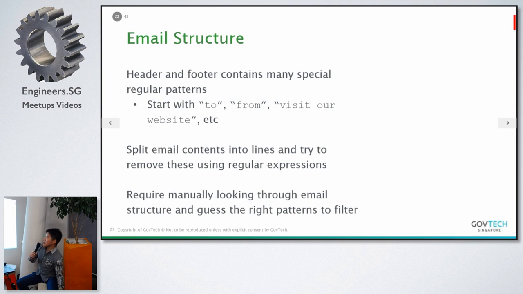One of the obvious solutions, when you look at the emails, is that all these headers and footers contain very special regular patterns. They start with "To", start with "From", or the signature starts with "Visit our website" and so on. So the obvious approach is to split the emails into lines and then try to remove all these with regular expressions. So basically I split by new lines, and then I have a bunch of patterns that start with "To", start with "From". Actually, it's a huge bunch of patterns that I thought of as I looked through an email. And that's the problem with this approach.